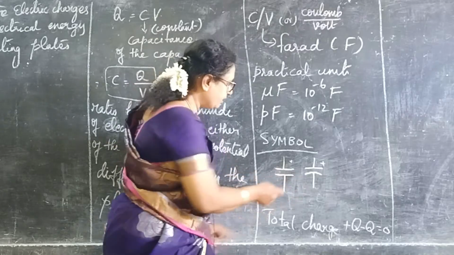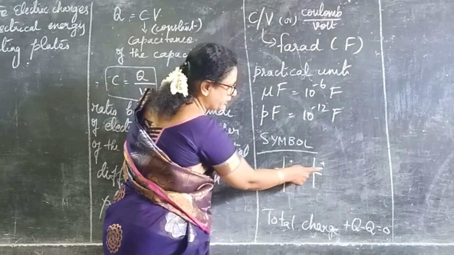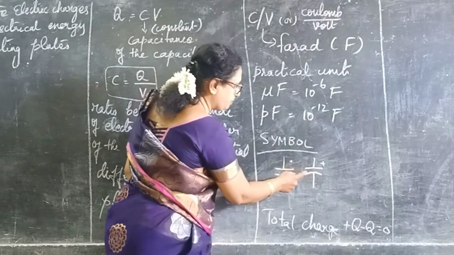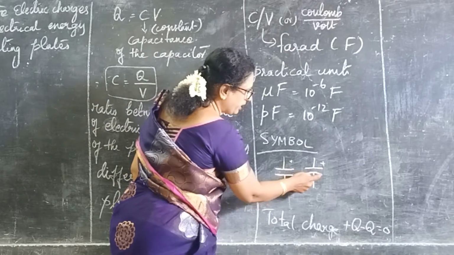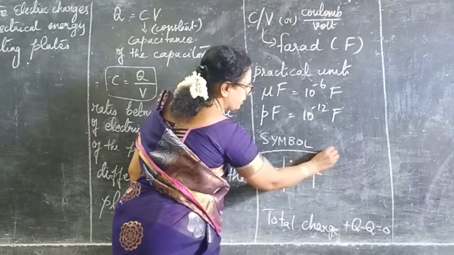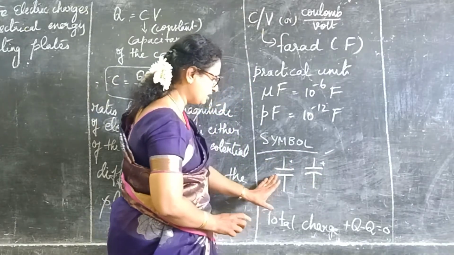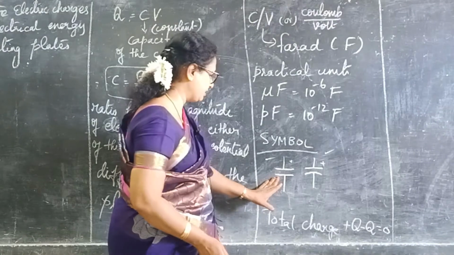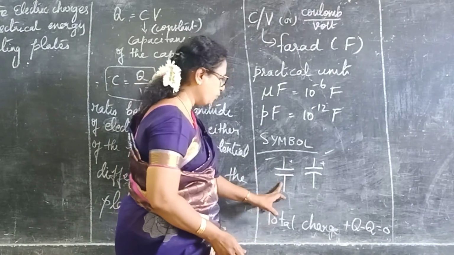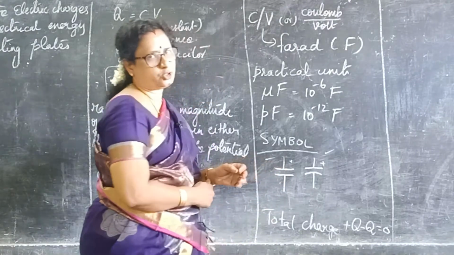This is also another method of drawing the symbol. One can be a straight line, one can be curved like this. This is also correct, but normally we use only this general symbol for capacitance. So now what is the total charge that is stored in a capacitor?